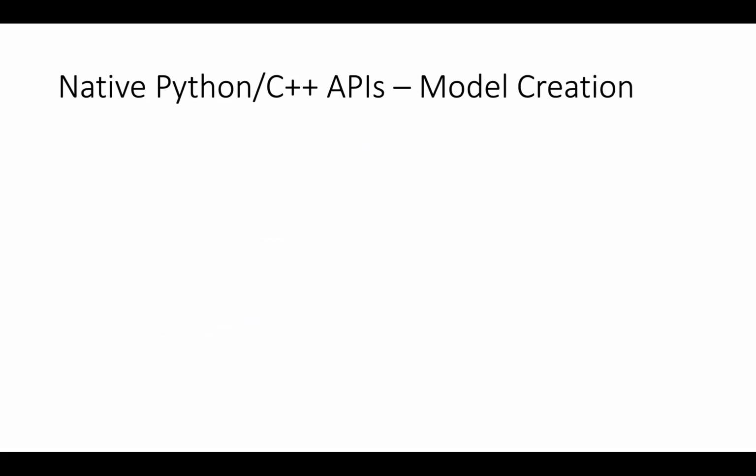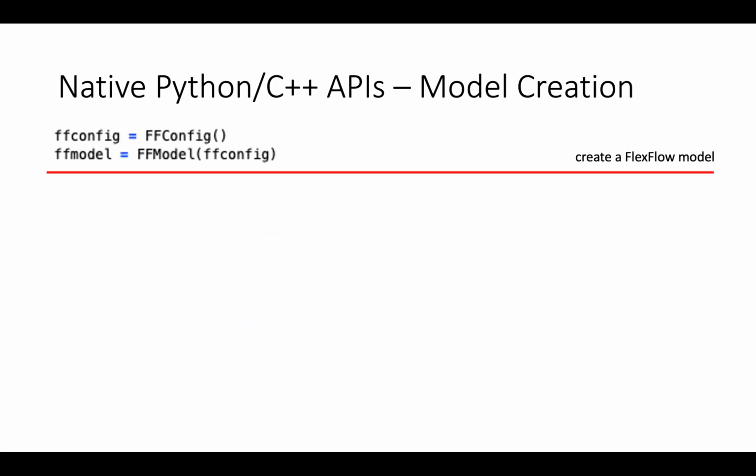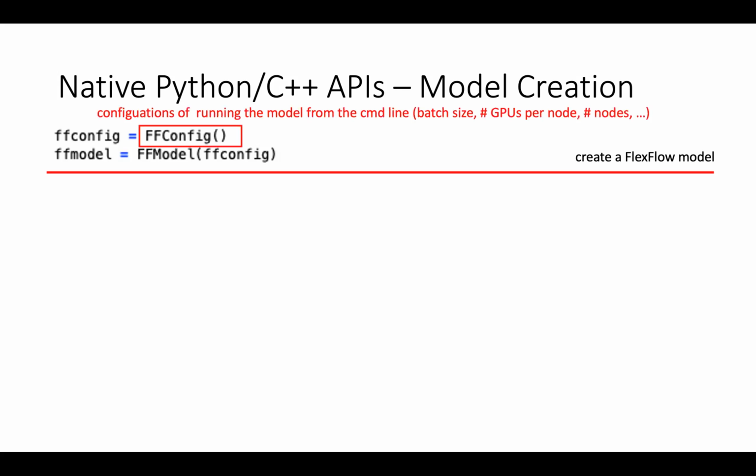Then let's look at how to create a model with the FlexFlow Python API. The first step is to create a FlexFlow model. Before initializing an FF model instance, you will need to create this FF configure. That is the configuration of running the model, such as batch size, number of GPUs, and other configurations. You need to provide them in advance because the FlexFlow runtime needs to know these configurations to figure out how to parallelize the model.